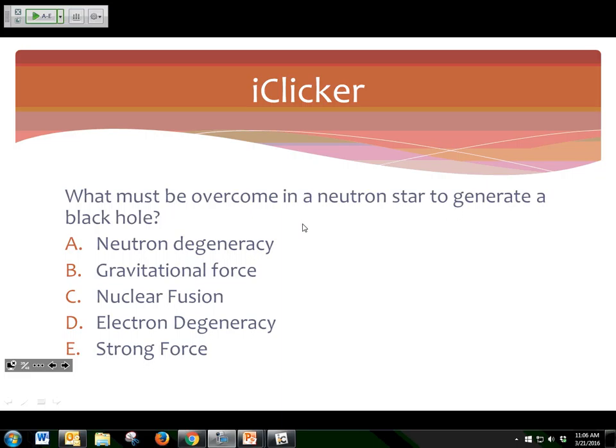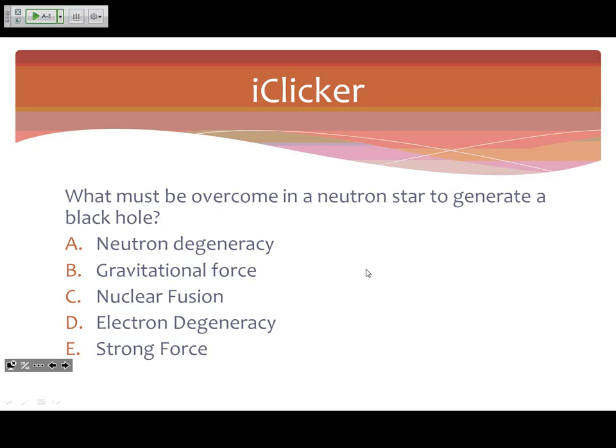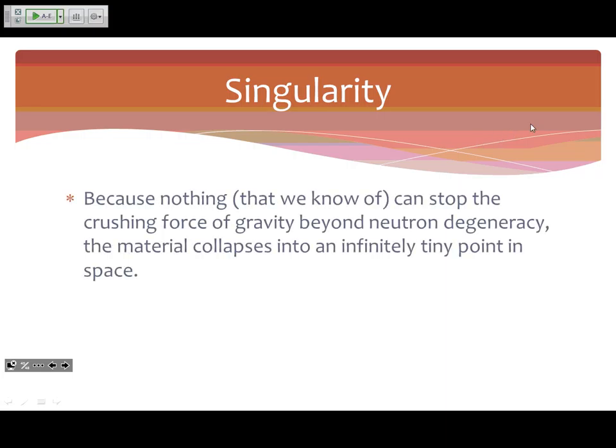All right, neutron degeneracy must be overcome. Electron degeneracy for neutron stars, and then neutron degeneracy for black holes. Right? Moving on. So we've kind of mentioned this already, but just in case you missed it, nothing can stop gravity once it gets beyond that neutron degeneracy. So everything just keeps collapsing and getting closer and closer together until it comes to a single point in space. That single point, that infinitely tiny space, doesn't have any volume, but it's got tons of mass, and that is what we call a singularity.